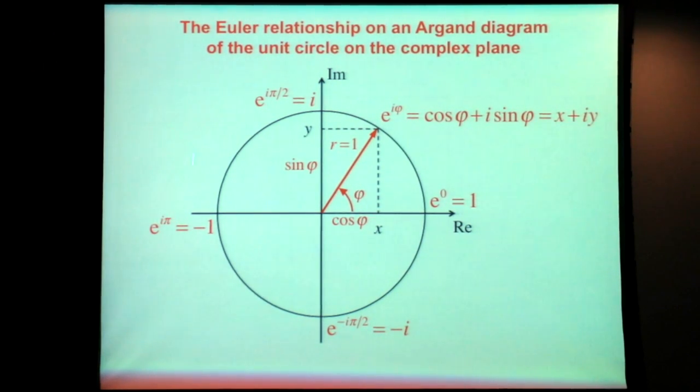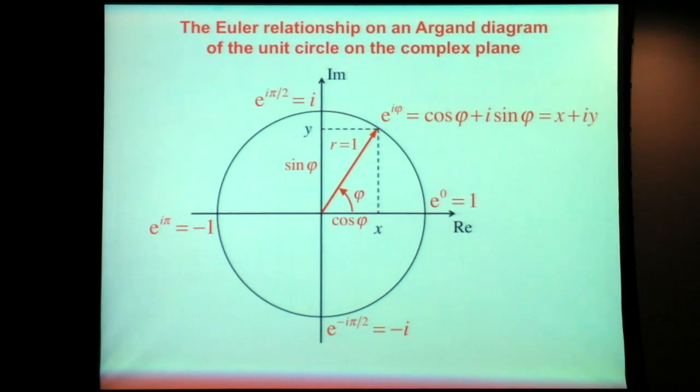Continuing on, we get halfway around the unit circle. So e to the i pi, there's the Euler identity: e to the i pi is equal to minus 1. And so on here, minus i pi over 2 gives the negative of i. So we have these quadrantal values, 1, 2, 3, 4, of the exponential function e to the i phi.